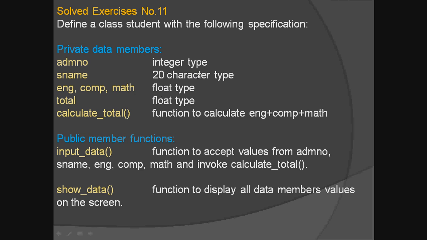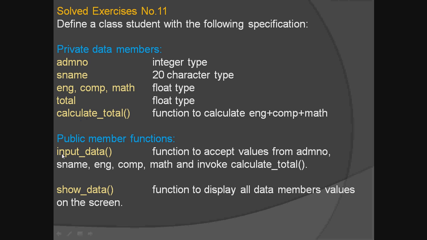The specification is mentioned here: integer data type, 20 characters. That means this is a character array of size 20. All these variables are of float data type. Total is also float data type, and this particular function, which is a private member function, will calculate the English plus maths plus computer subjects total. Since it is private, only the public member functions, that is another member function of this class, can access this member function.